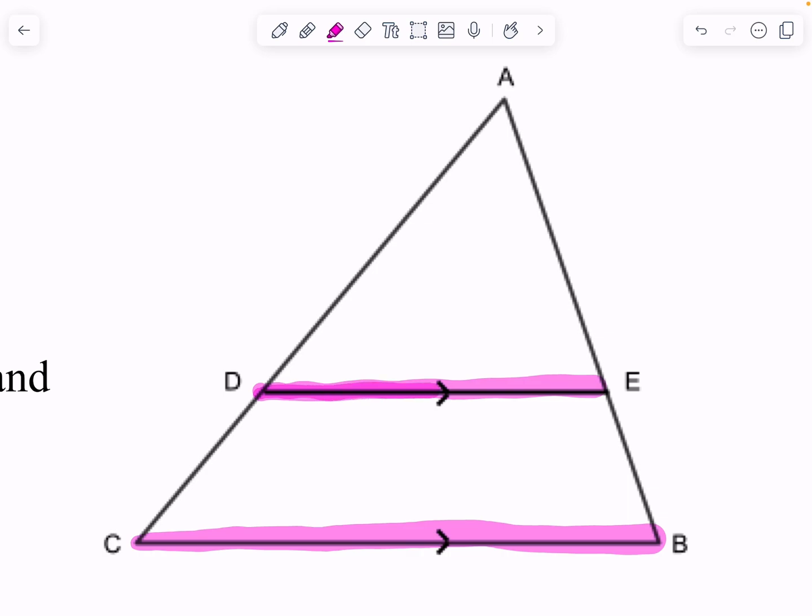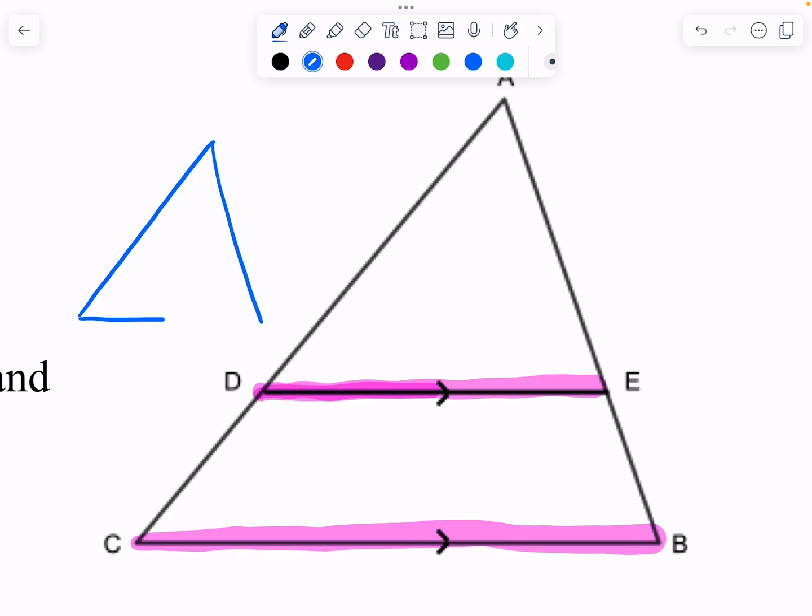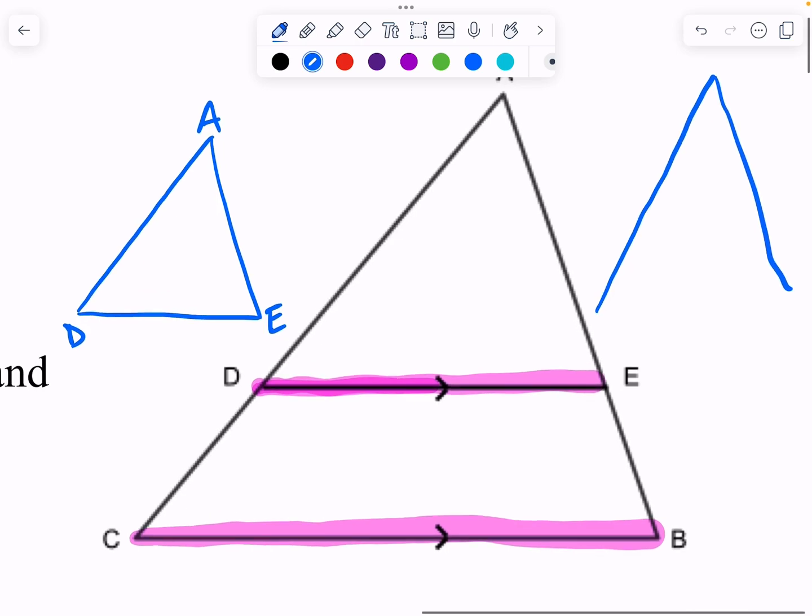So I first want to make sure that you can see both of the triangles in the picture. So I'm going to draw them as two separate, okay? So the first triangle is this top one, and it is labeled with A, D, and E. And the second triangle would be the larger triangle, labeled with A, B, and C. So we have two sets of triangles here.